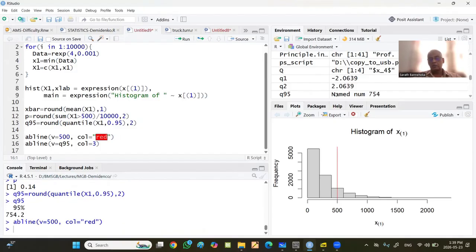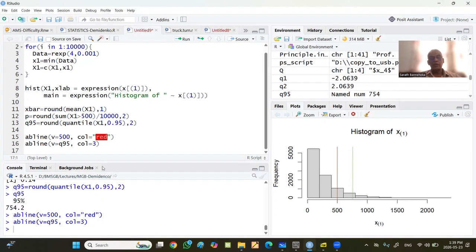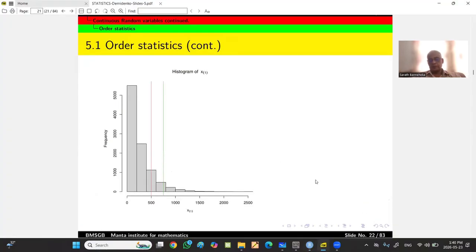You can see that. And then I'm also drawing a vertical line at this point, the Q95 value. That color is green. Color equal to 3 means green. So that means this is the 95th quantile. The area under the curve below this will be 95% of the total area. Okay, so that's one example.